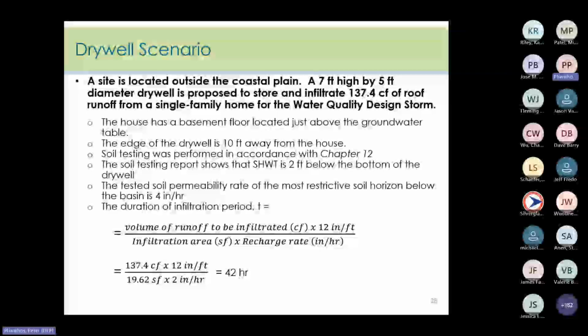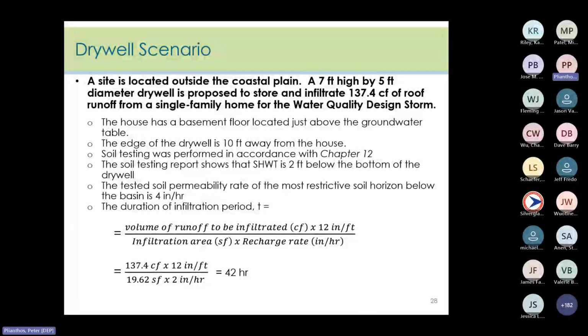The house has a basement floor located just above the groundwater table. The edge of the dry well is 10 feet away from the house. Soil testing was performed in accordance with Chapter 12. The soil testing report shows that the seasonal high water table is 2 feet below the bottom of the dry well. The tested soil permeability rate of the most restrictive soil horizon below the basin is 4 inches per hour.